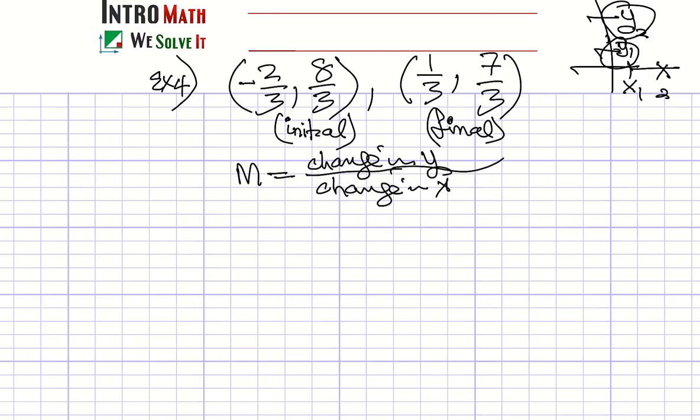So to find slope, we'll continue this way. We'll say 7 over 3 minus 8 over 3 for y, because according to what we did, this is y2, x2, y1, x1. See, that's why I say initial, final. Okay, so we keep going.